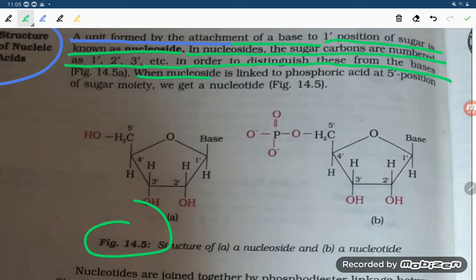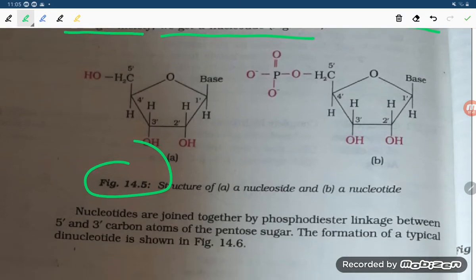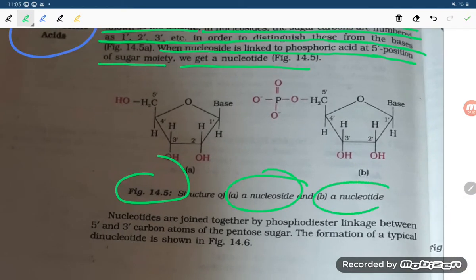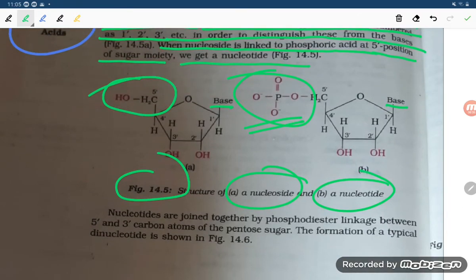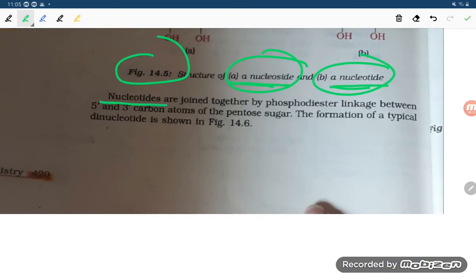What they are saying, when the nucleoside is linked to phosphoric acid at the 5' position of sugar moiety, we get a nucleotide. Figure 14.5. So this is the nucleoside, and this one is the nucleotide. This is the base, and now this is the phosphoric acid, and here is the CH2OH group. If the phosphate group is attached, student, it will be the nucleotide, and if only sugar is there, this is the nucleoside. Nucleotides are joined together with phosphodiester linkage between the 5' and 3' carbon atoms of the pentose sugar.